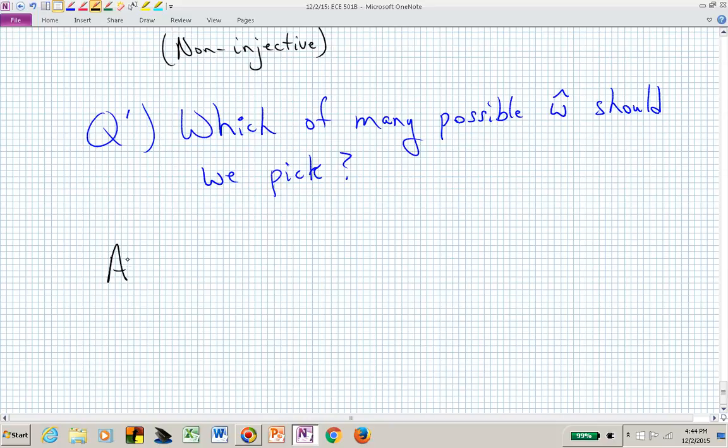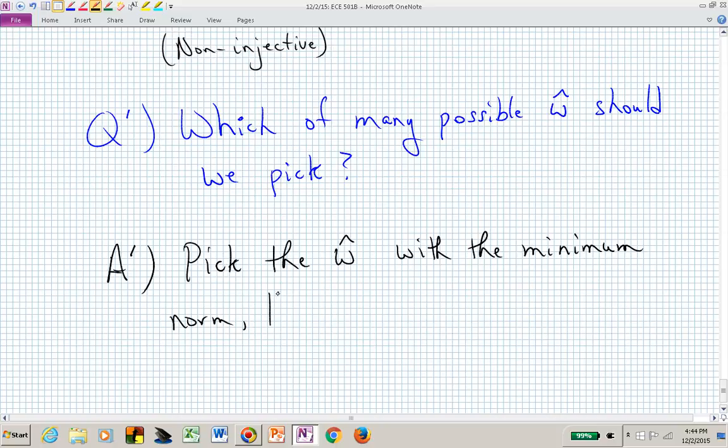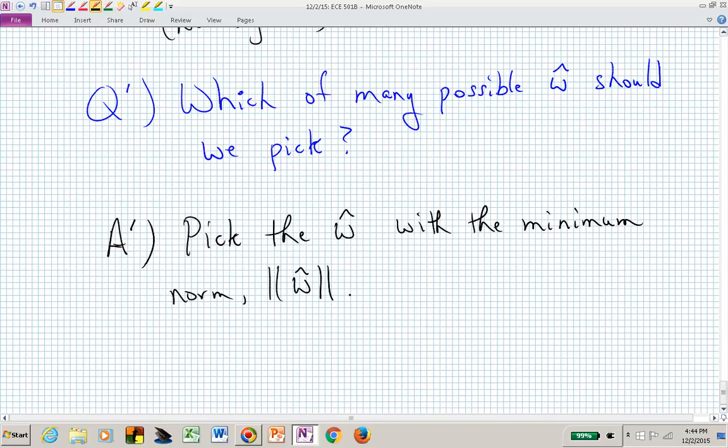And our answer to question prime, let's say, is now our answer prime. We want to pick the best W, or the best estimate, pick the W hat with the minimum norm. Basically we're minimizing the norm over all of our W hats, and that's the one that we're calling our best.